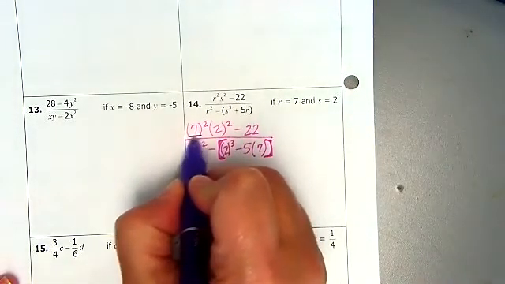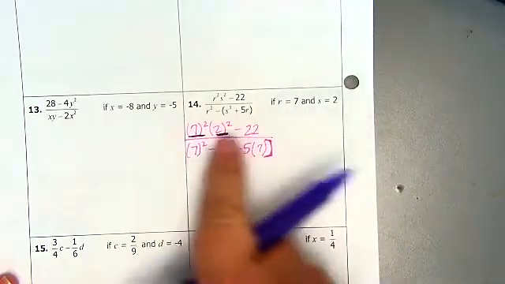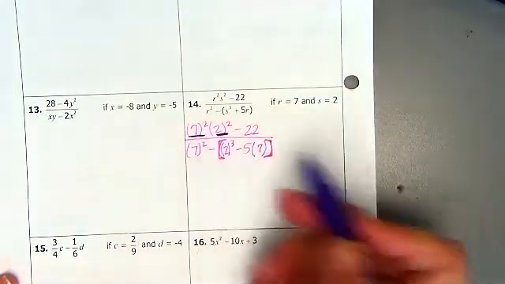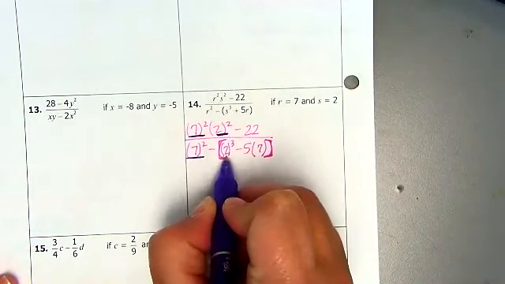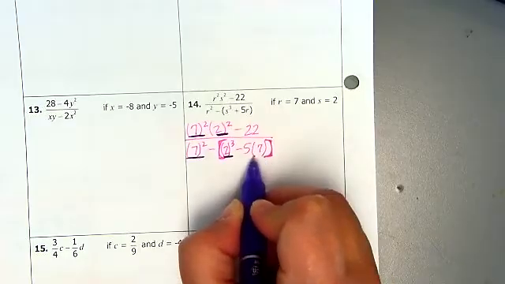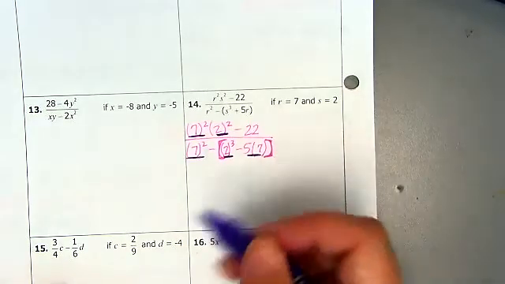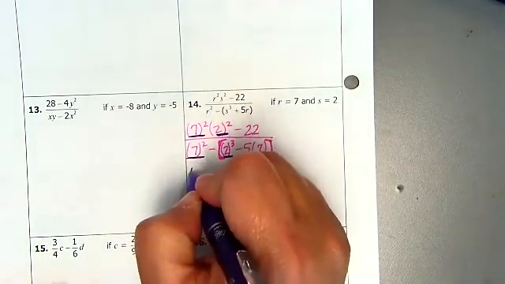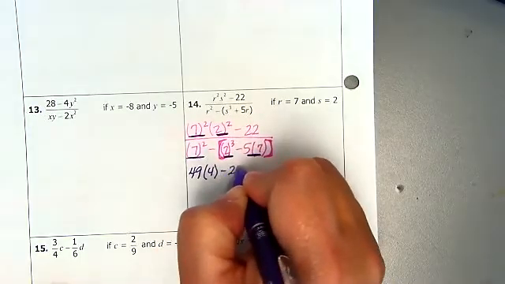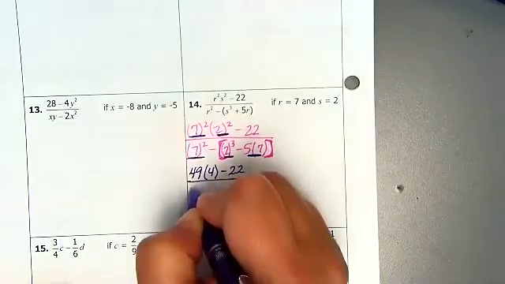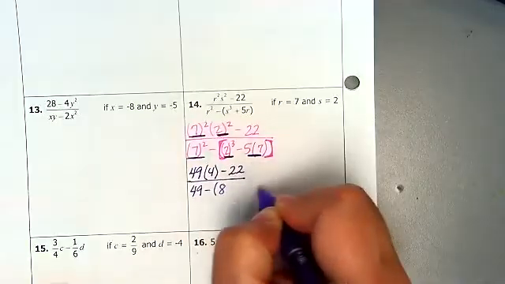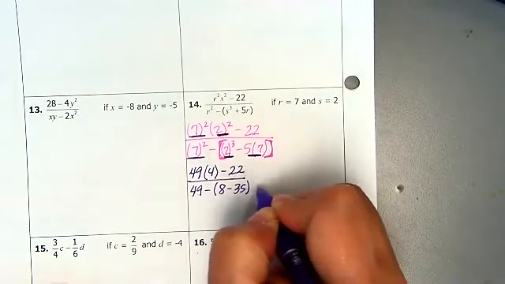All right, so now we simplify. I'm going to do the 7 squared, the 2 squared, because remember I have to do everything in the top and then everything in the bottom before I can do that division. That fraction bar is like a grouping symbol. I'm going to do this 7 squared, the 2 to the third, and this 5 times 7. I'm going to do all of those at the same time. So I'm now going to have 7 squared is 49 times 4 minus 22 all over 49 minus 2 to the third power is 8 minus 35, close parentheses.